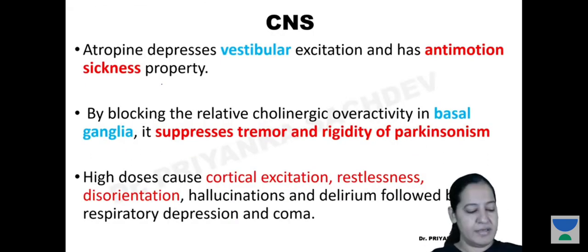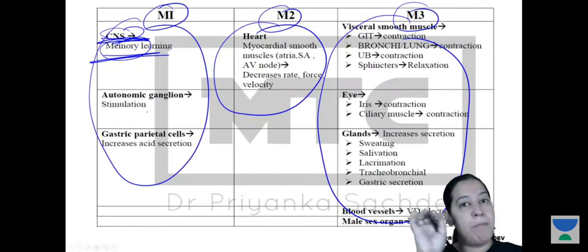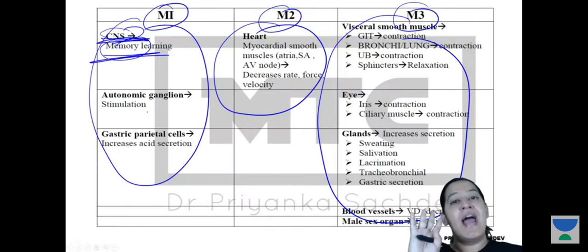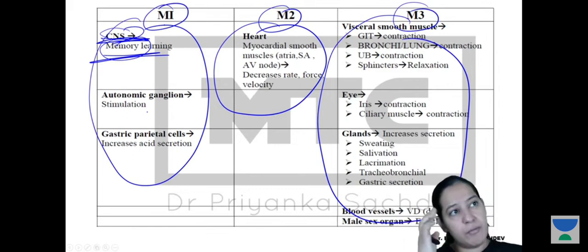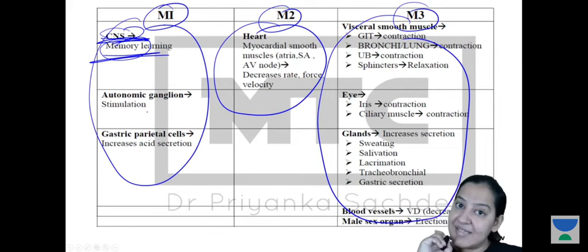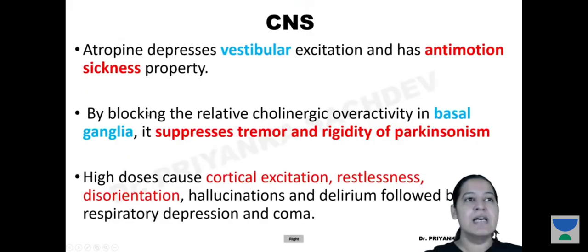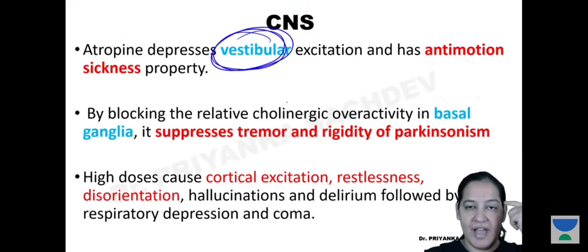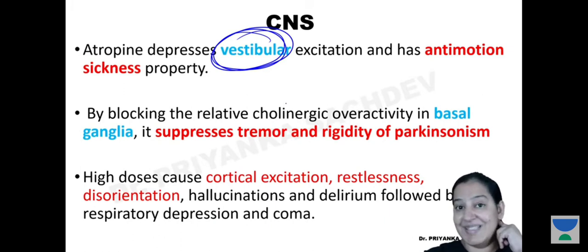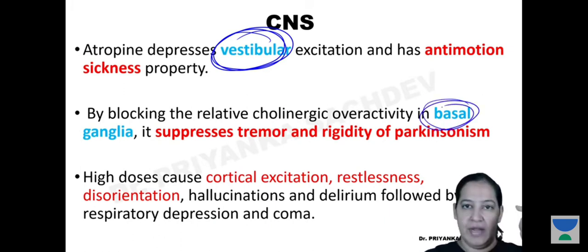But here anticholinergic drugs will block those receptors in the CNS, and they prevent acetylcholine from binding in the brain. So they depress certain areas in the brain. Which areas? You have to learn two areas: the vestibular area in the brain, or inner ear you can say, and the basal ganglion area in the brain.